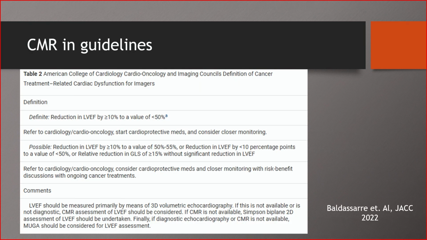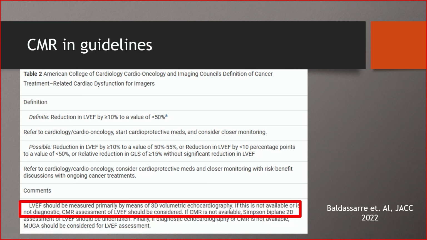In guidelines, cardiac MRI comes second right after 3D ejection fraction, and that is simply because echo is a lot more available, and the healthcare systems are usually more comfortable with echo than cardiac MRI. And so 3D echo comes in as the first method of assessing ejection fraction, then cardiac MRI if for any reason 3D is not available or it's non-diagnostic. If cardiac MRI is not available, then the next step would be to do the 2D simple biplane method of assessing EF. And then the last resort would be to use the multi-gated analysis scan, nuclear scan.